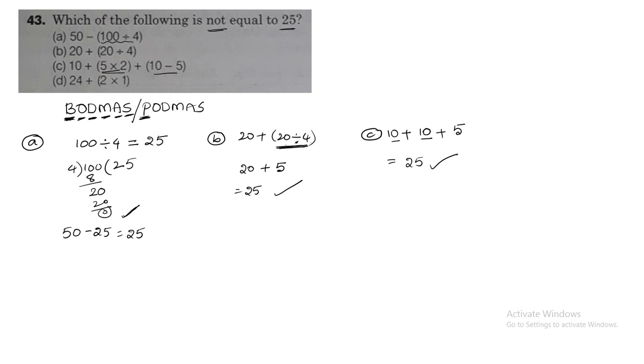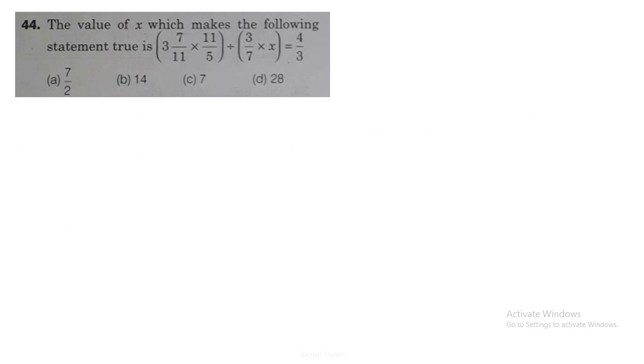So clearly from the options we can say that option D is the wrong one. Its value is not equal to 25, because option D is 24 plus 2 into 1. So 2 into 1 is 2. So 24 plus 2 is giving me 26. Hence this is not equal to 25. Hence option D is my answer. Right. Next, moving on to question number 44.